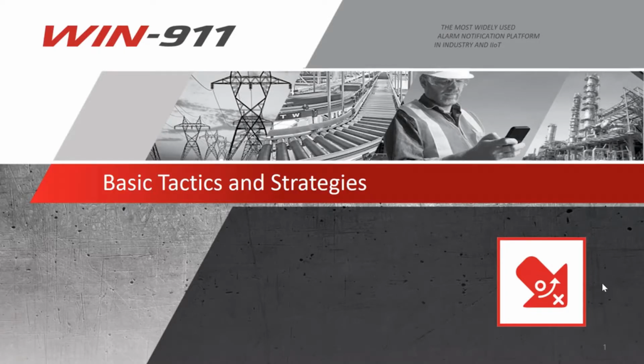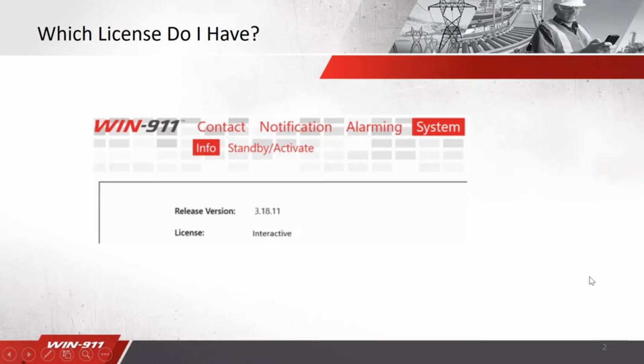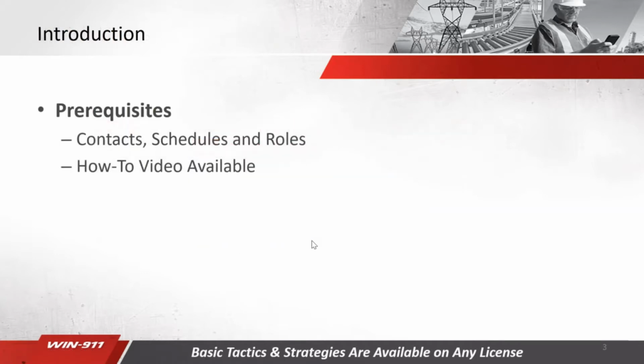Today I'll be discussing the configuration of basic tactics and basic strategies. This feature is available on any of our WIN-911 licenses. However, inside of our software, to find your license, you can go to the System and Information tab. As you can see here, I'm on the Interactive license.